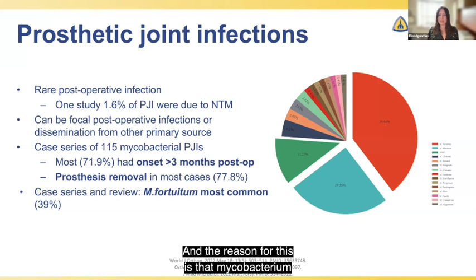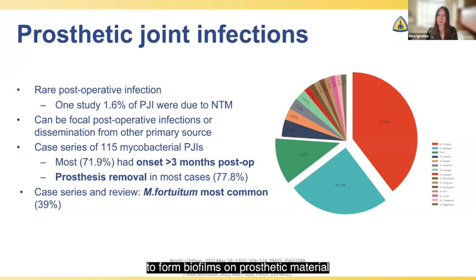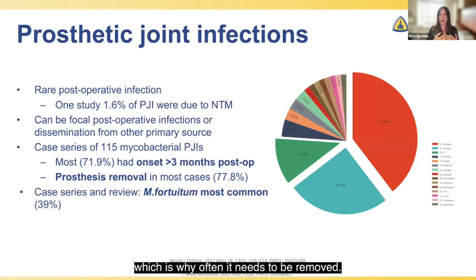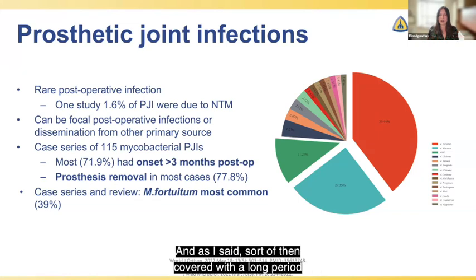And the reason for this is that Mycobacterium abscessus, for example, is notorious for this, but Mycobacterium in general like to form biofilms on prosthetic material, and that can be very, very difficult to eradicate if the prosthesis is retained within the body, which is why often it needs to be removed, and as I said, then covered with a long period of antibiotics before definitive reimplantation.